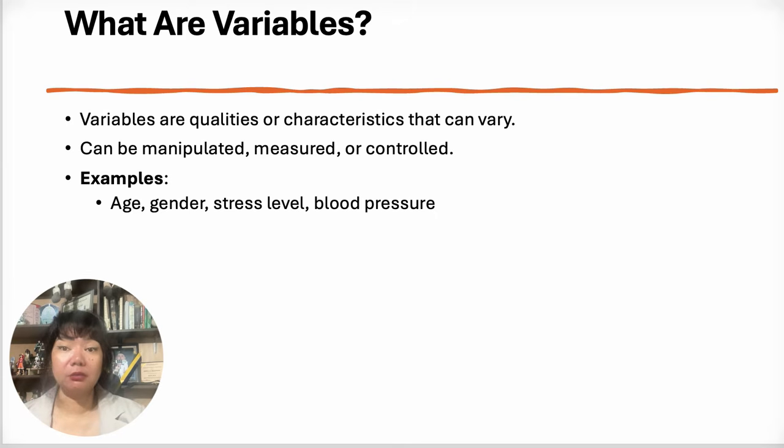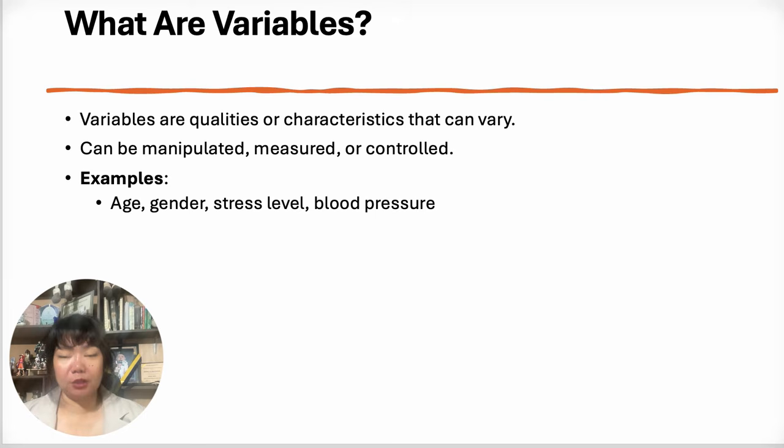Sa controlled naman, you can keep it constant to prevent it from affecting results. So example, keeping room temperature the same during an experiment. Okay? So ano mga examples ng variables? Mayara kita age, measurable in years. Varies from person to person, of course.